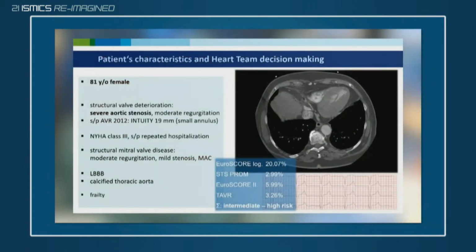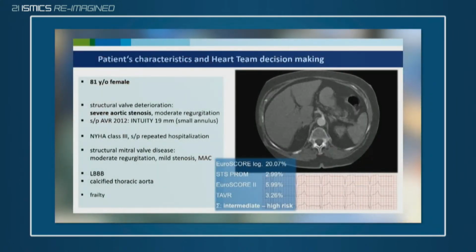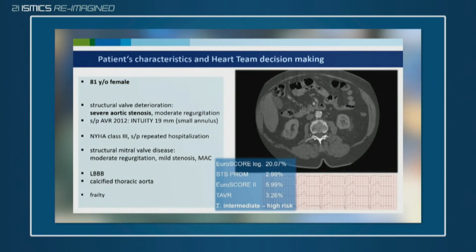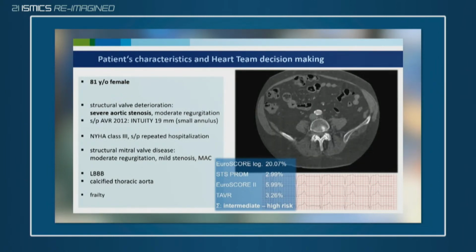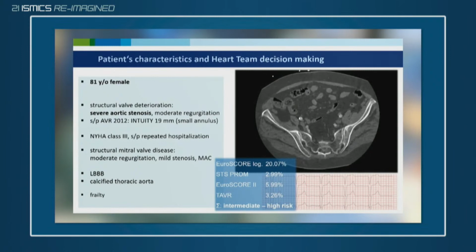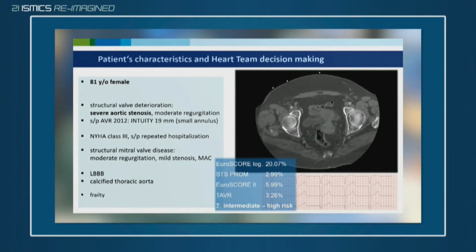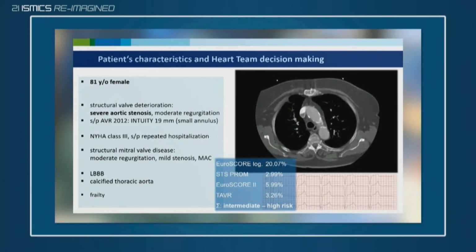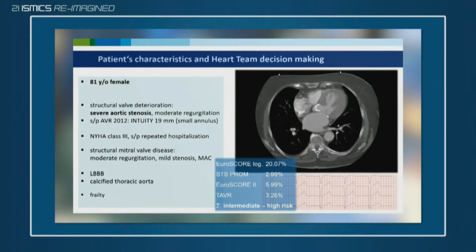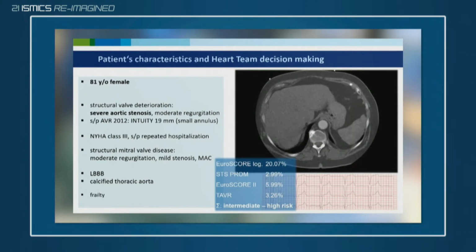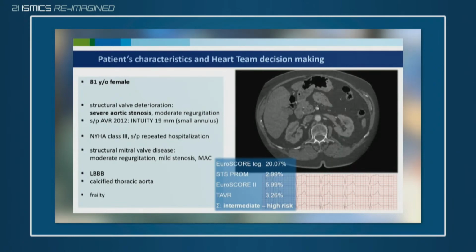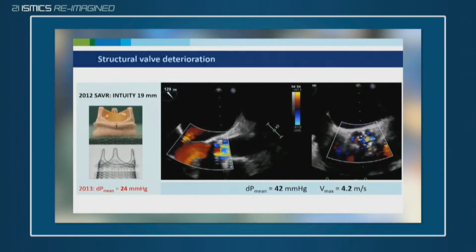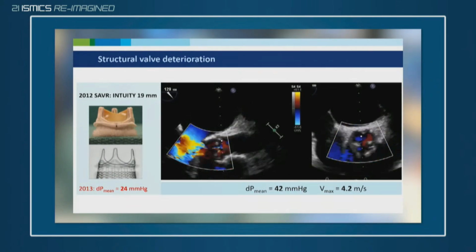Our patient presented in this case is an 81-year-old female, and she had surgical aortic valve replacement in 2012. Back in that day, she received an Intuity 19mm valve because of a small annulus. Now, at present, she presents with a structural valve prosthesis deterioration with severe aortic stenosis and moderate regurgitation. We may not forget that our patient is quite obese with a BMI of 30 and a BSA of 1.9, suggesting some kind of PPM.